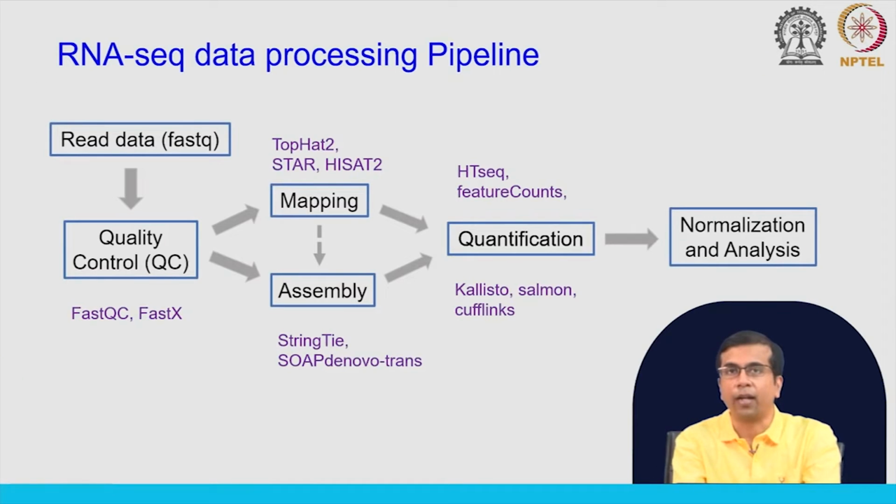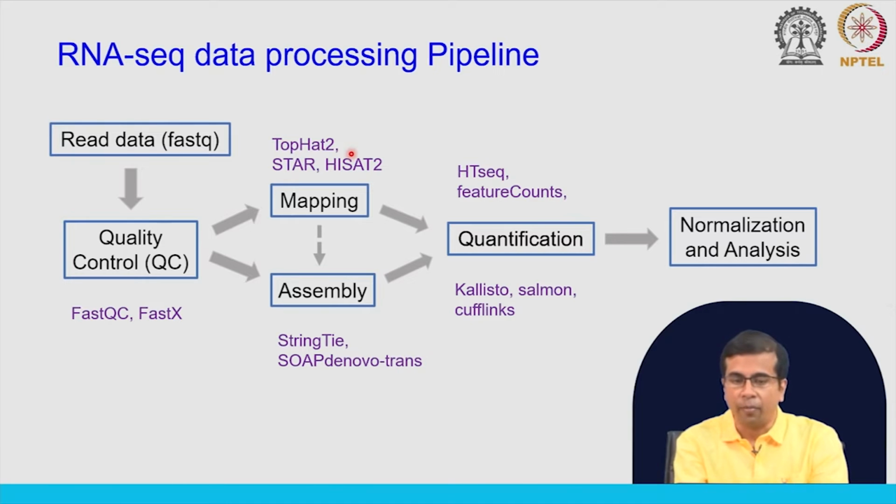Now, going back to the RNA sequencing data processing pipeline, we have seen this pipeline before. We start with the read data, which is usually in FASTQ format if you are working with Illumina data. Then we do quality control, a common step that we have also done for variant analysis. Then we have the mapping step, which leads to read mapping against a reference sequence. We mentioned three methods, and we discussed STAR and HISAT2, with HISAT2 in much more detail in the last class.